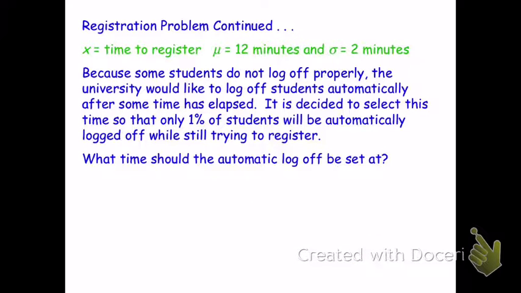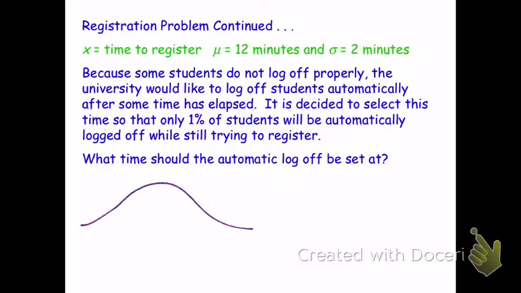Okay, next one. Because some students do not log off properly, the university would like to log off students automatically after some time has elapsed. It is decided to select this time so that only 1% will be automatically logged off when trying to register. So I want the top 1% to be logged off. How do you know it's the top?